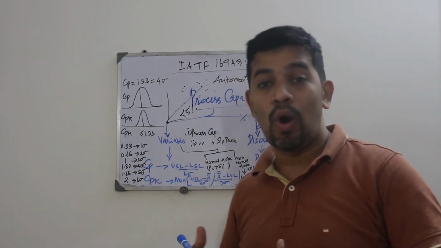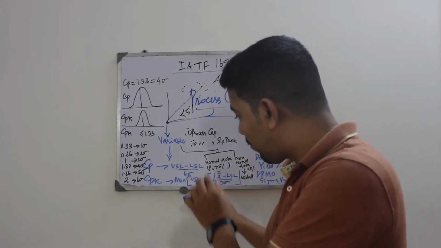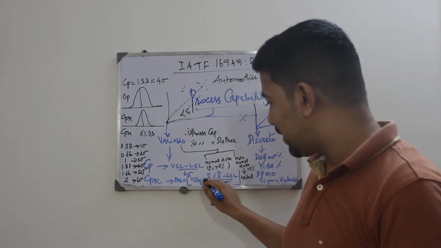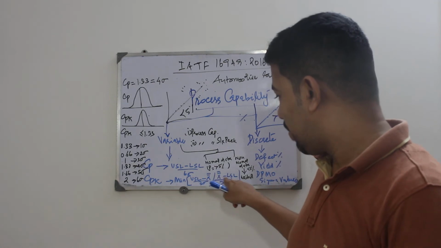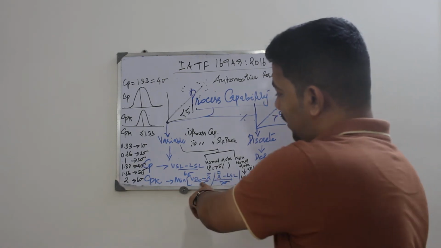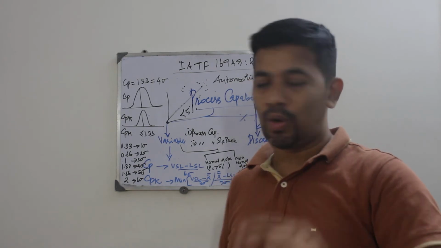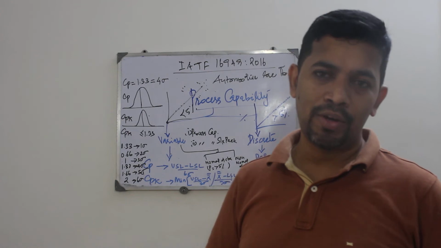But CPK is more widely used than CP. The reason is that it takes the process average into consideration. The formula is: the minimum of (USL minus X double bar) by 3 sigma, or (X double bar minus LSL) by 3 sigma. For example, if I get 1.2 here and 1 there, I have to consider 1, the minimum of the two.